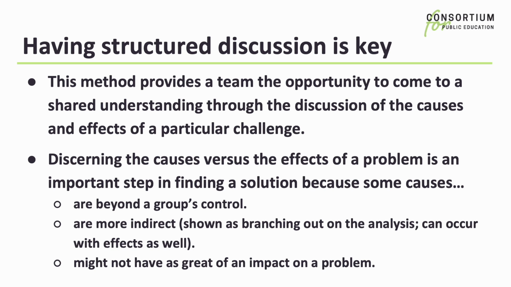Some causes are more indirect, which on the tree can be shown as branching out and can occur with effects as well. Or some causes might not have as great of an impact on a problem. So could the team develop a solution that focuses on a cause with a greater impact?